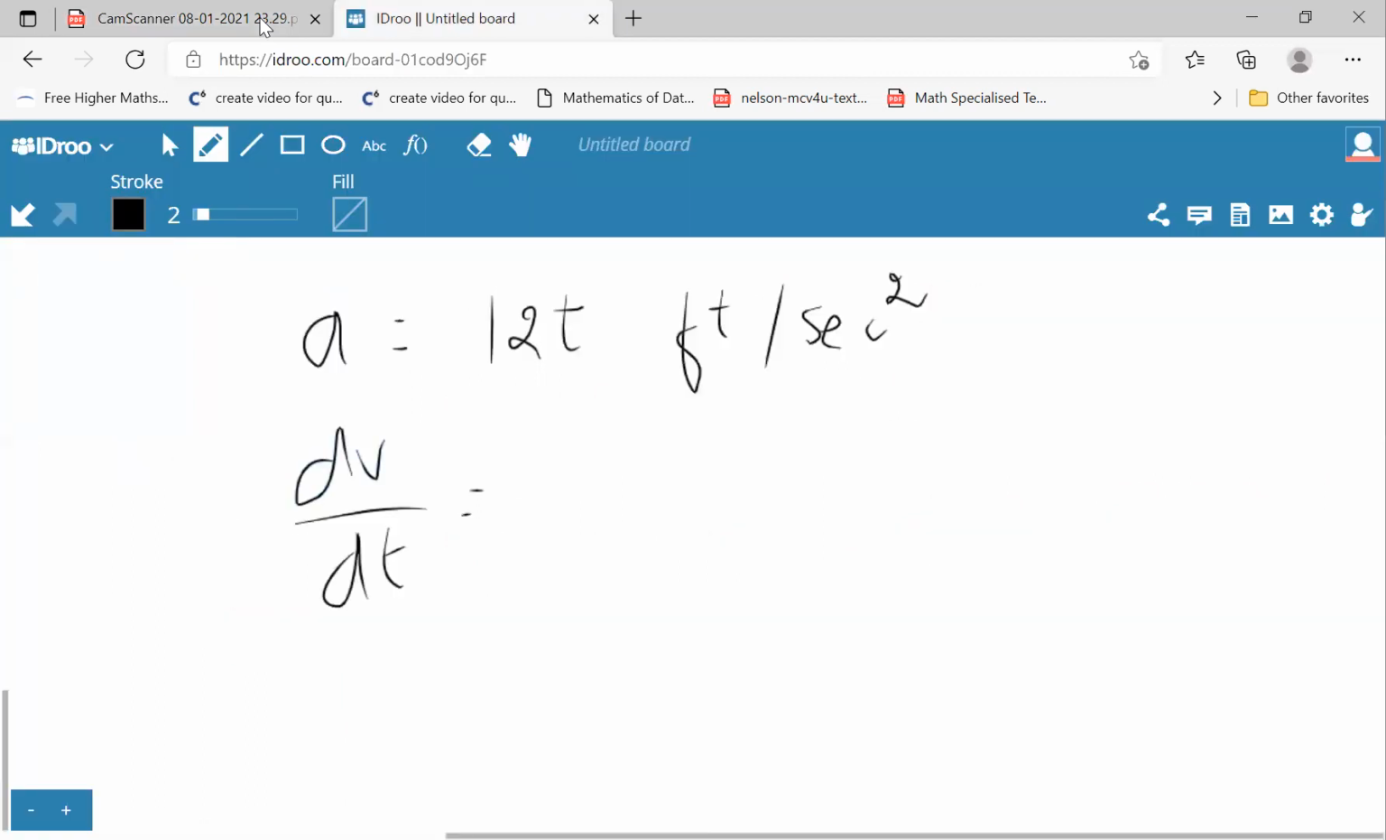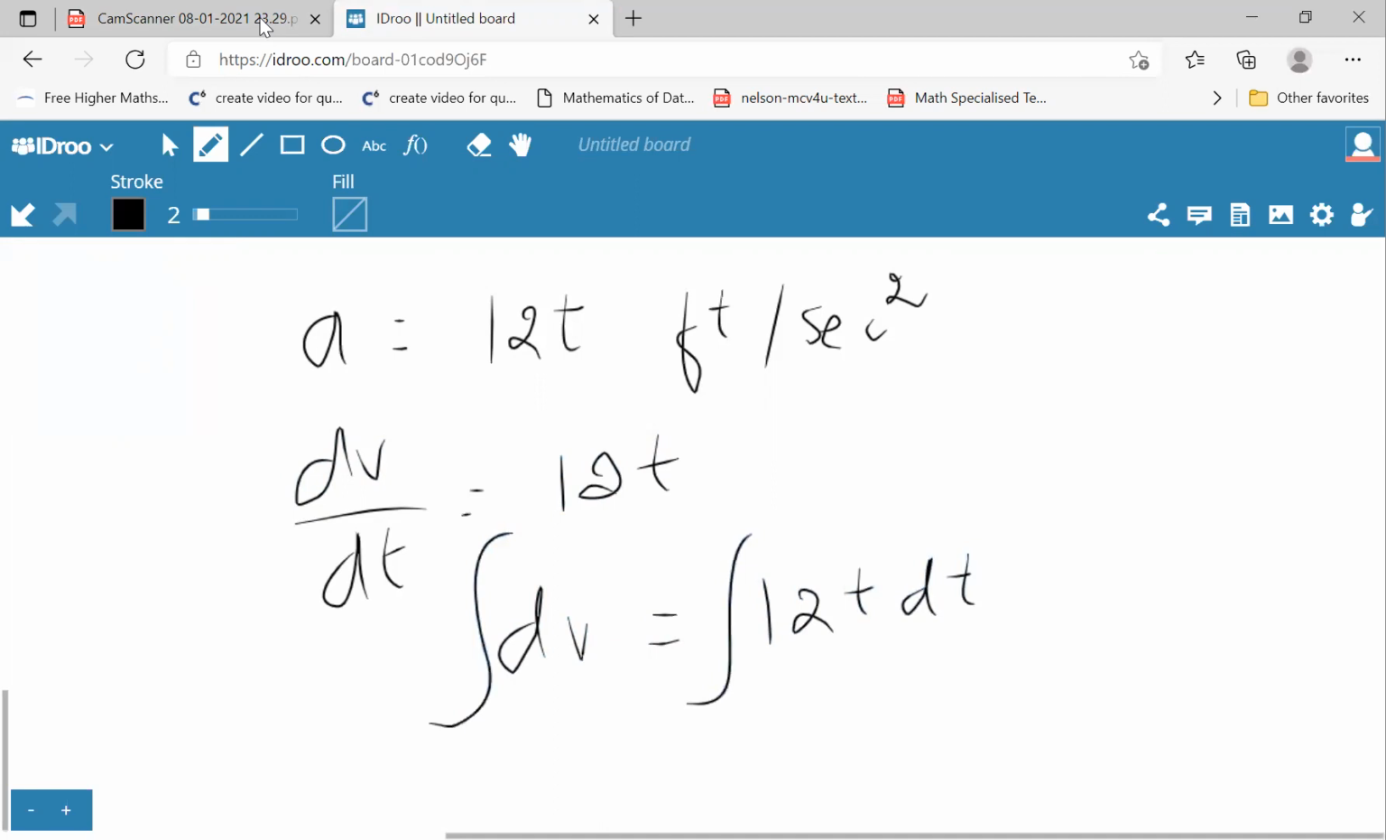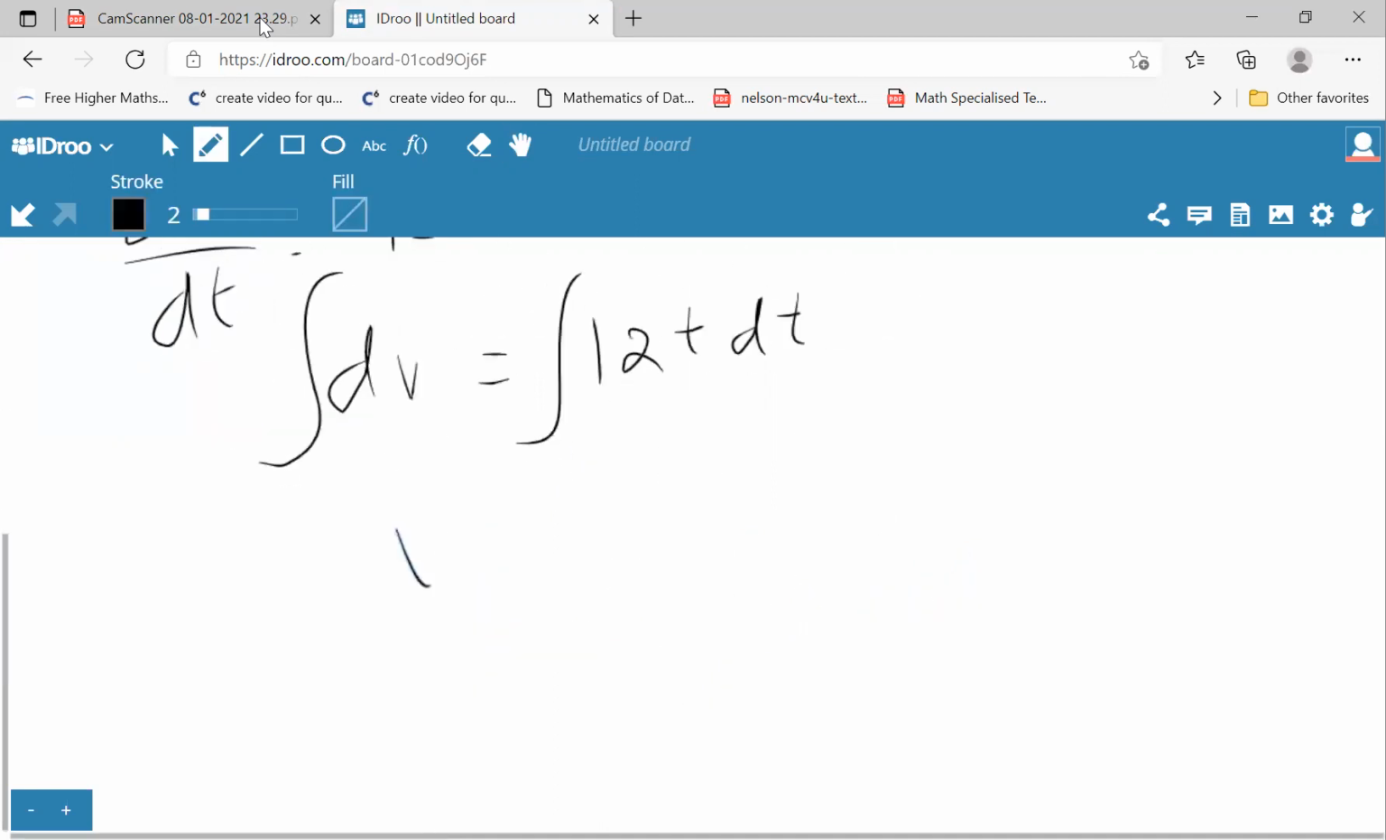So dv by dt is 12t, or let us use the variable separable method. We'll take dv to one side and 12t dt to the other side. Now integrating on both sides, we get v is equal to 12t squared by 2 plus c, or that gives you 6t squared. So v is equal to 6t squared plus c.